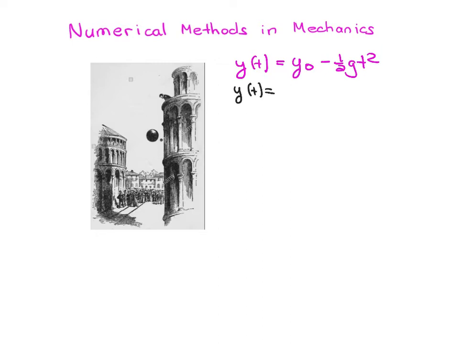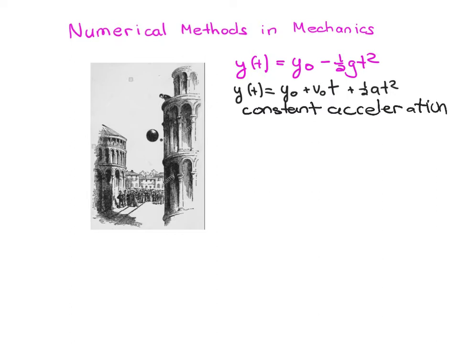And that formula is just a specific case of a more general formula, which says that if an object is undergoing constant acceleration, you can write its position as a function of time in the following way. So this formula that we just wrote down assumes that the acceleration is constant. It's only valid in cases in which the acceleration is constant. And we would call this an analytic solution.